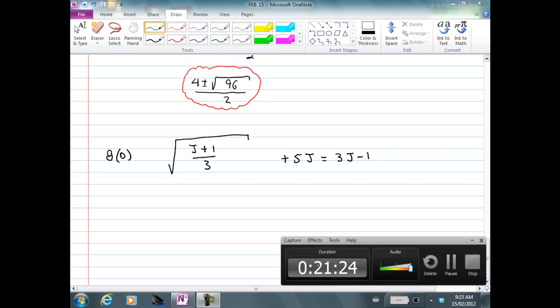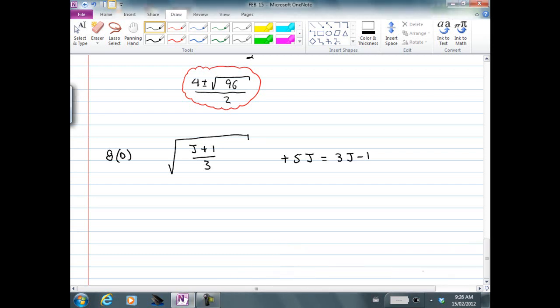Guys and gals, I'm going to pause it. If you're stuck, I'm going to give you just the first hint. I'm going to move the 5J to the right hand side. Keep it simple, no tricks. So this now gives me the square root of J plus 1 over 3 equals negative 2J minus 1. My whole point of this is to get rid of the square root. So I'm going to square both sides.